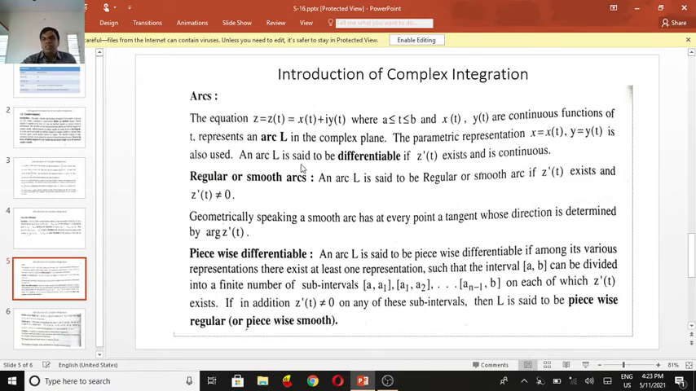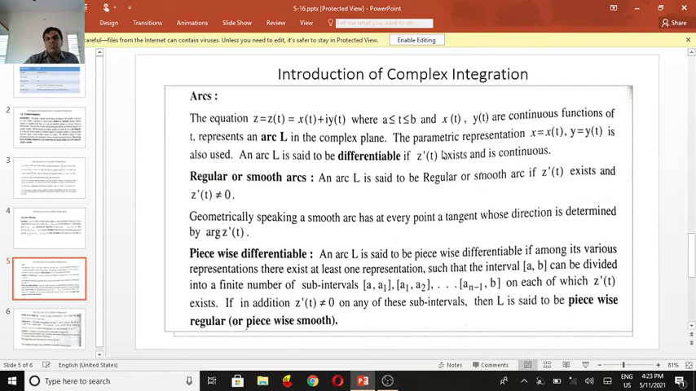An arc L is said to be differentiable if the derivative z dash of t exists and is continuous. You know the basic definitions regarding derivative functions. What is the limit and derivative? You already know from the previous slides the complex derivative function, complex continuous function, and complex limit functions, the limit of a complex number, and continuous functions in the case of a complex variable.